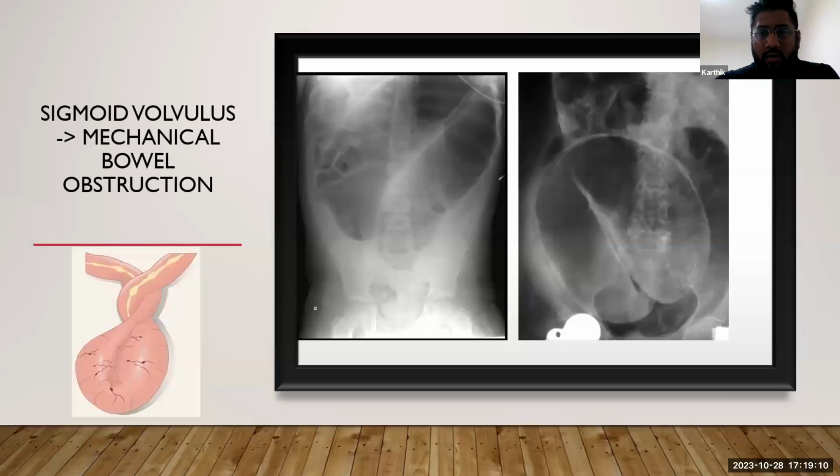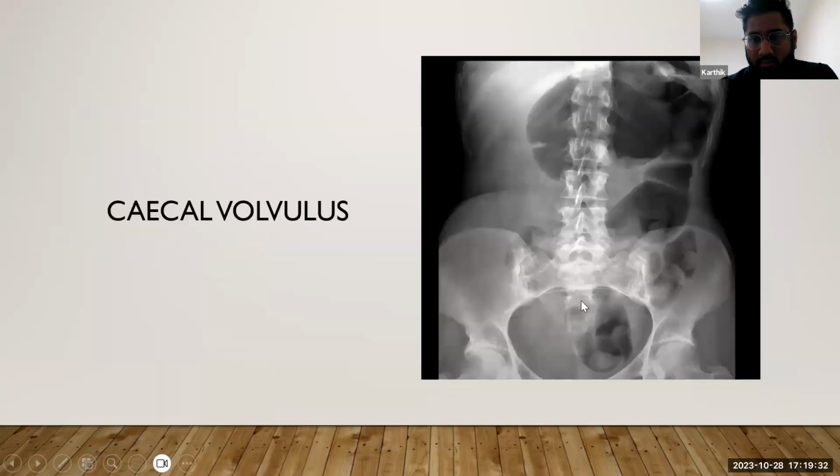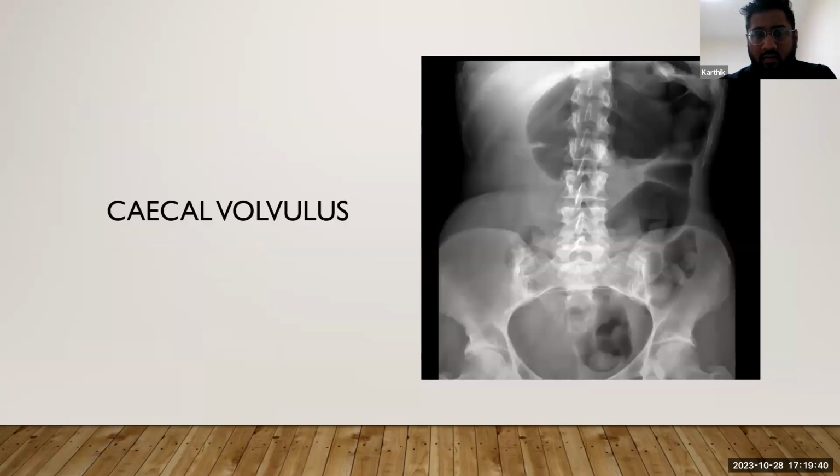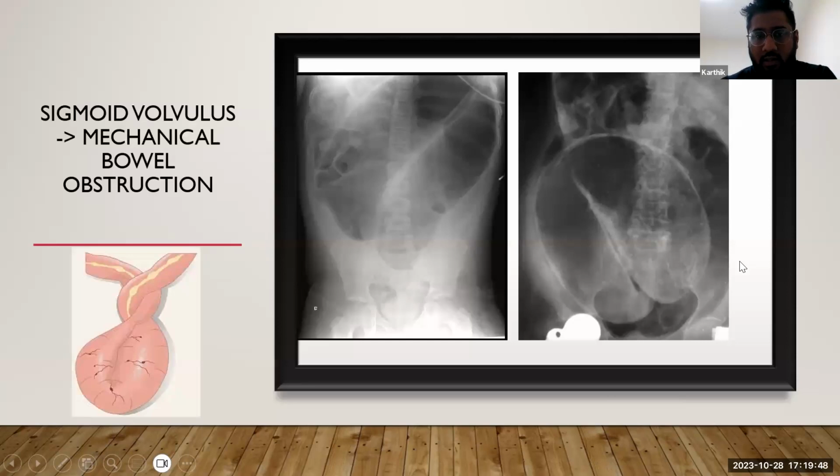Okay, so this is probably the most common type of volvulus. Volvulus basically means twisting of the bowel. And you get this coffee bean shape here that sigmoid volvulus is famous for. Here you have the cecal volvulus, where you see absence of colon in this area. Here you have haustra present, but here you don't.